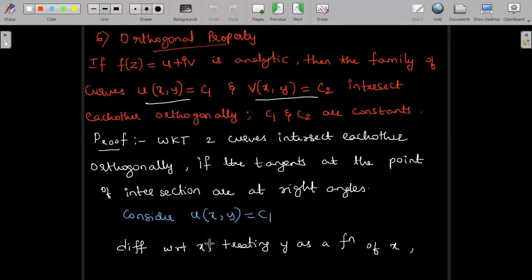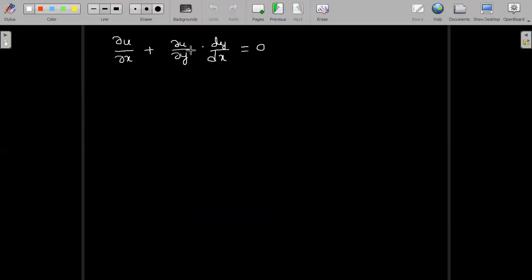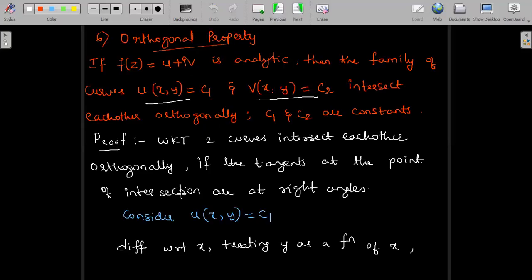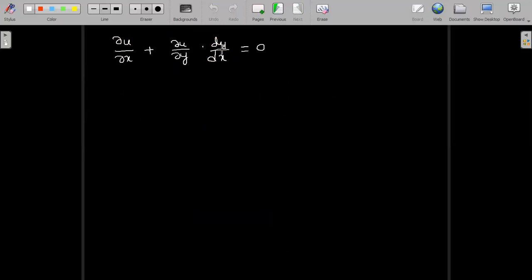We have to differentiate with respect to x, treating y as a function of x, the partial differentiation concept we are aware of. So the chain rule concept is written here. Dou u by dou x is the first term. With respect to y, when we are differentiating, it is dou u by dou y, because u is a function of both x and y, right? That is the reason it is dou u by dou y into dy by dx is equal to 0.